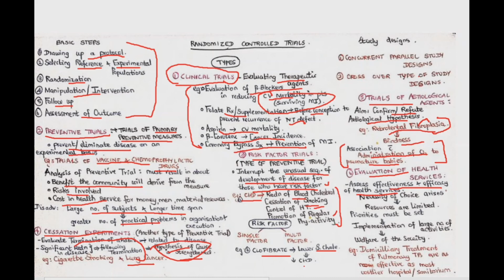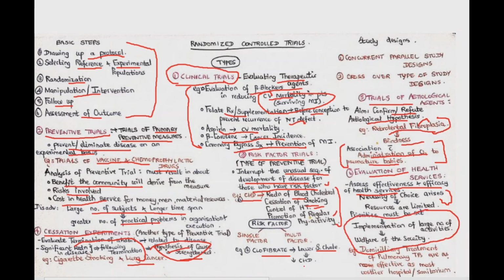So first, the necessity of choice arises. That is, if resources are limited, we must set priorities so that the people can benefit. So these effectiveness of health services trials came into play. Priorities must be set first, so that a large number of activities can be implemented which lead to the welfare of the society.